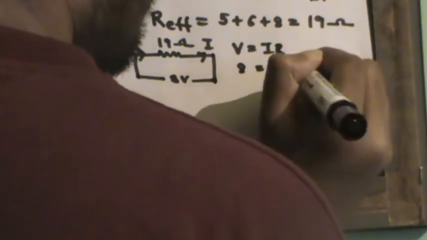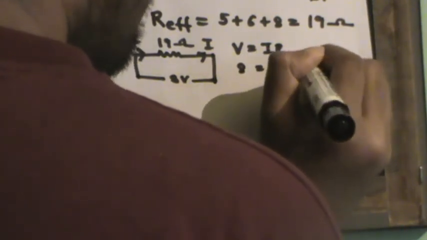So V equals IR. The voltage is 8, the current I, and the effective resistance is 19 ohms. So I is equal to 8 by 19 amperes, right? I is equal to 8 by 19 amperes. I will not solve that into decimals. So that is how effective resistance plays a key role in finding the voltages and the currents in a circuit. So it's very important.